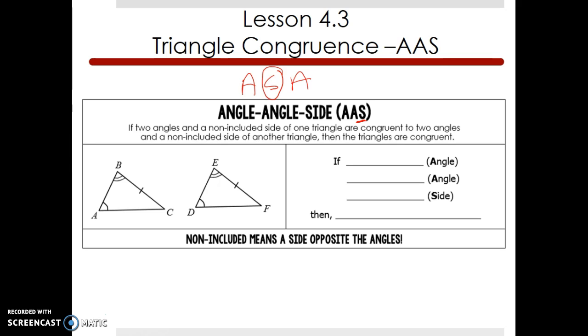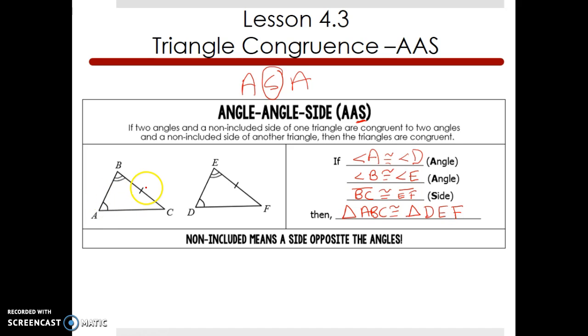So let's start with an angle. We know that angle A is congruent to angle D. We also know that angle B is congruent to angle E. And the last is the side, which is side BC is congruent to side EF. So triangle ABC is congruent to triangle DEF.